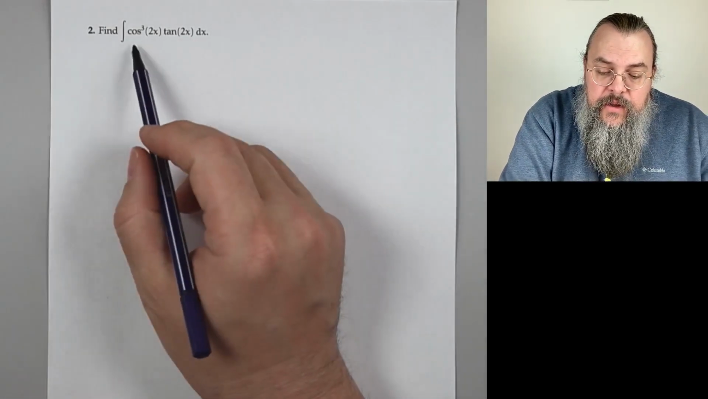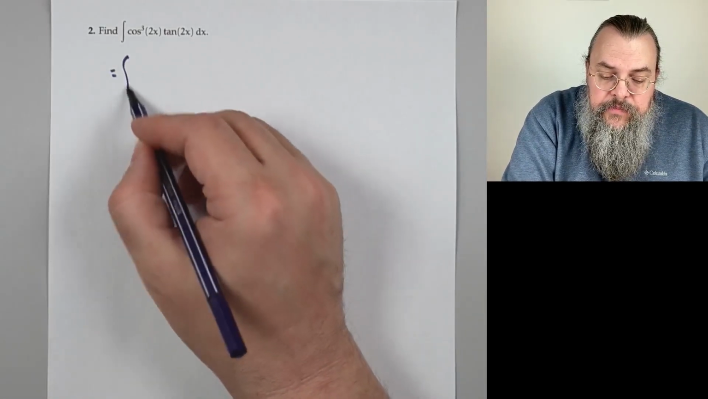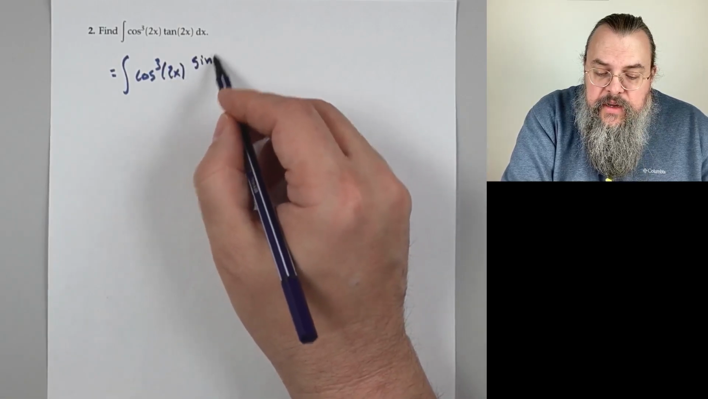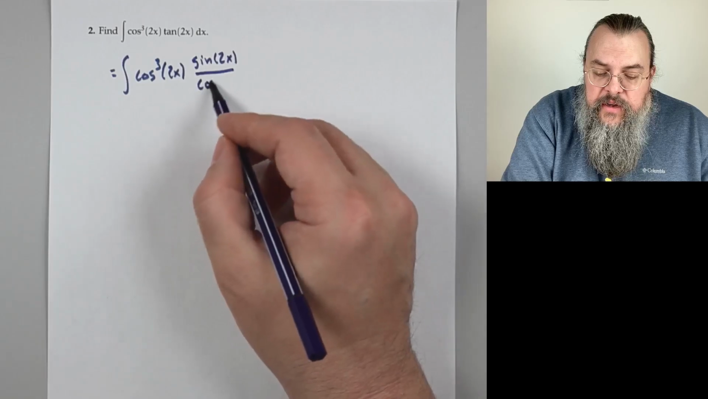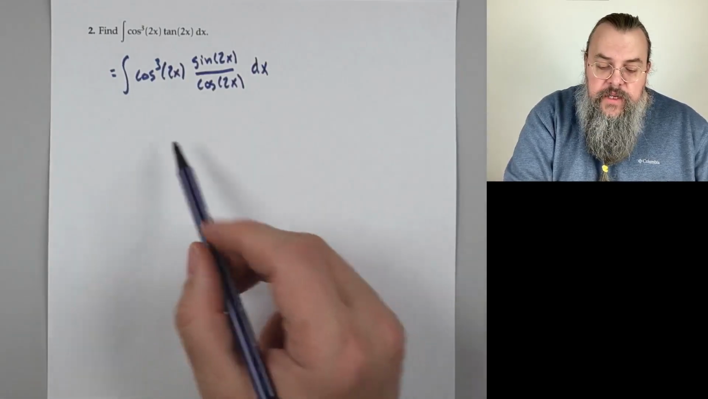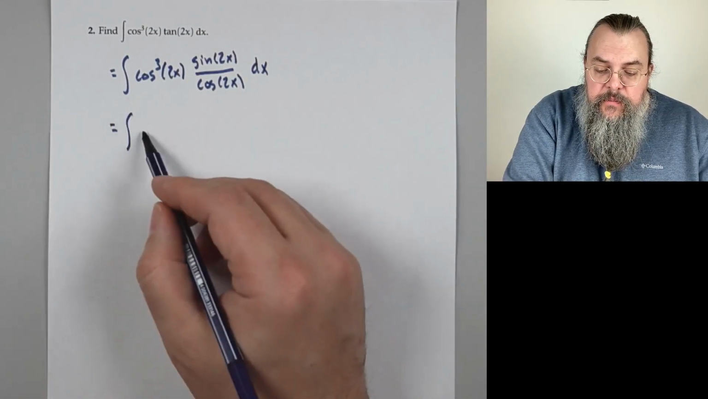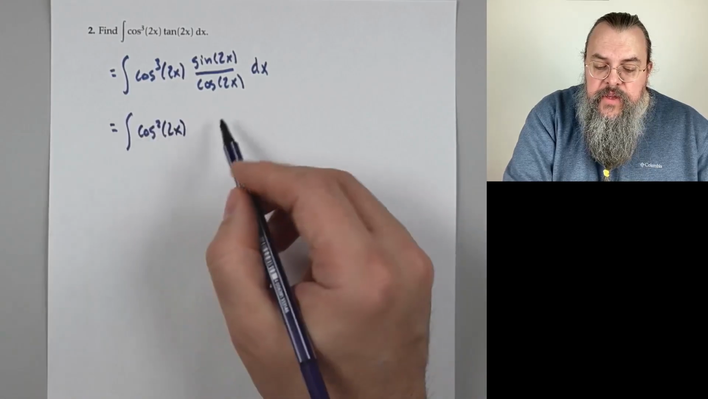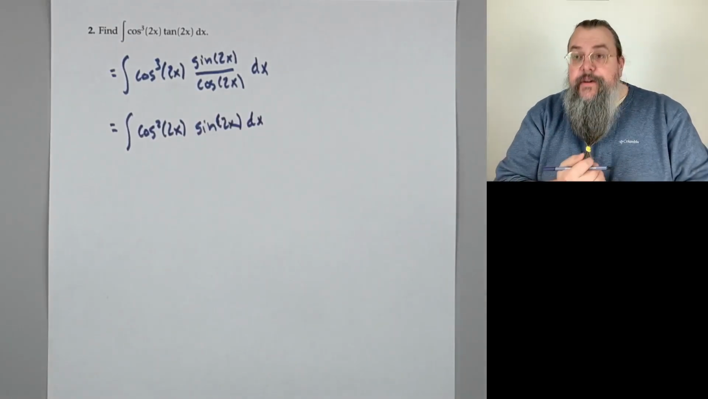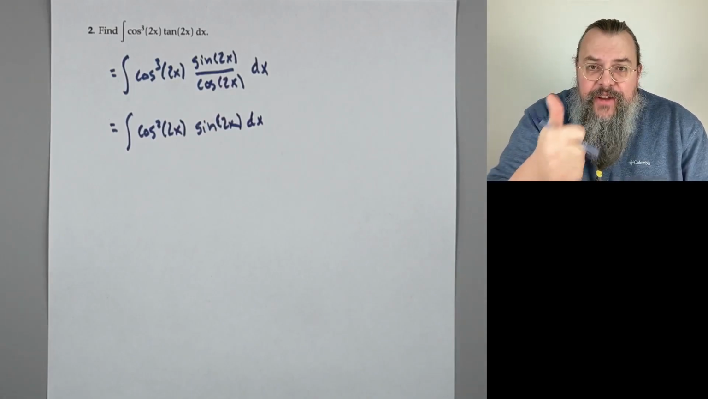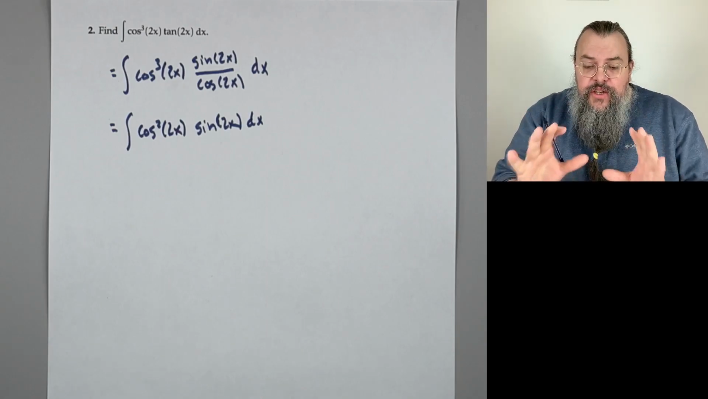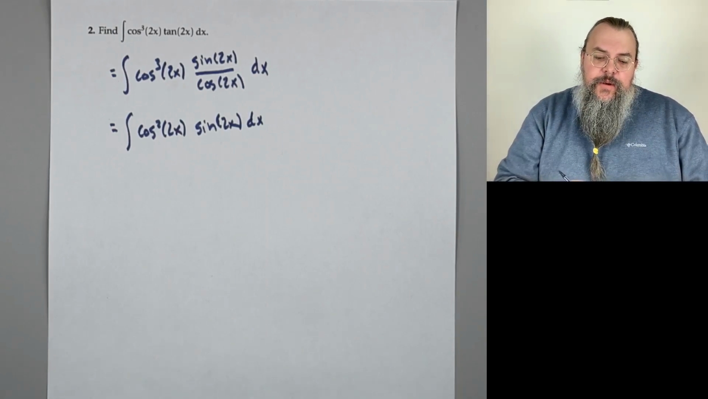Looking at this, we say, well, tangent, we know something about tangent. That's the same as sine over cosine. So there's a sine of 2x over a cosine of 2x and a dx. Well, hey, there's some cosine, so we can combine those together. That's no big surprise. So that's cosine squared of 2x, sine of 2x, dx. And this is an ideal scenario. We have a single sine, and everything else is a cosine. That's perfect. It's exactly the kind of thing we would like.